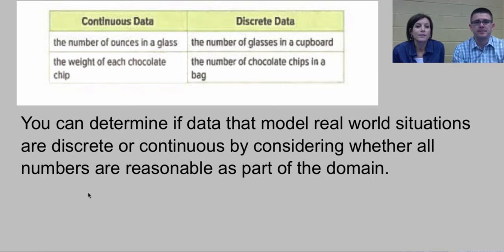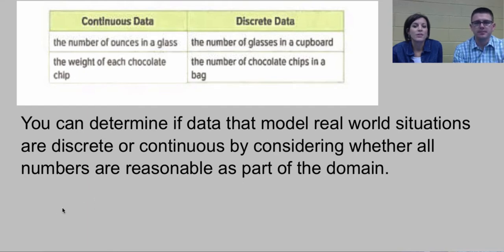Some examples. Continuous data could be the number of ounces in a glass or the weight of each separate chocolate chip. Discrete data is something that can be counted. So the number of glasses in a cupboard. You couldn't have 3.5 glasses. It'd be 3 or 4 or 5 or whatever it might be. And then the number of chocolate chips in a bag. You can count how many are in each of those bags, but there's nothing in between those individual numbers you've counted.